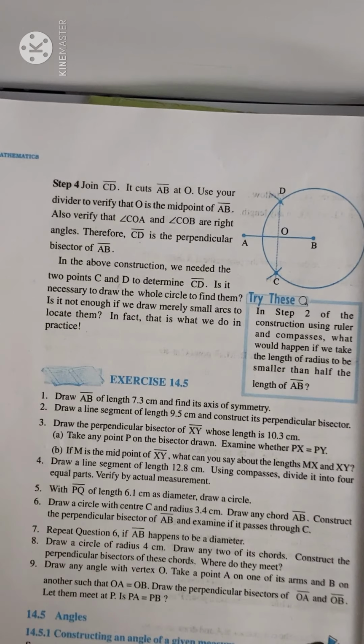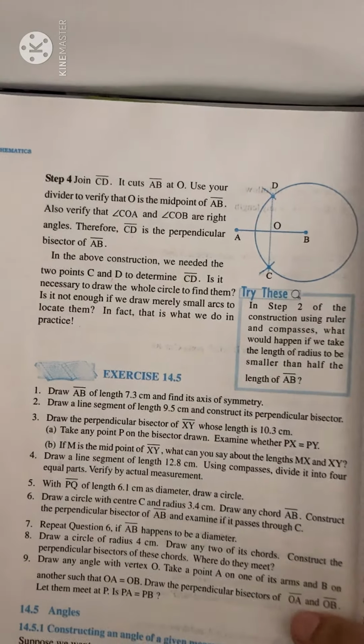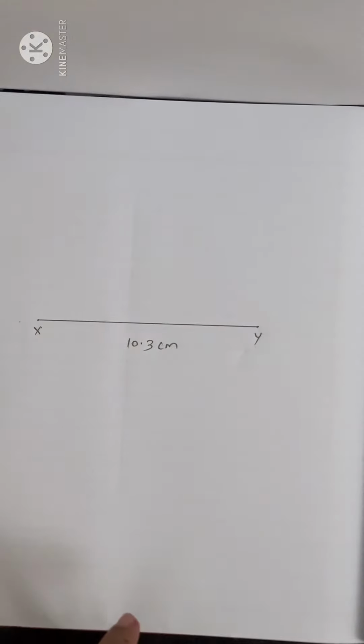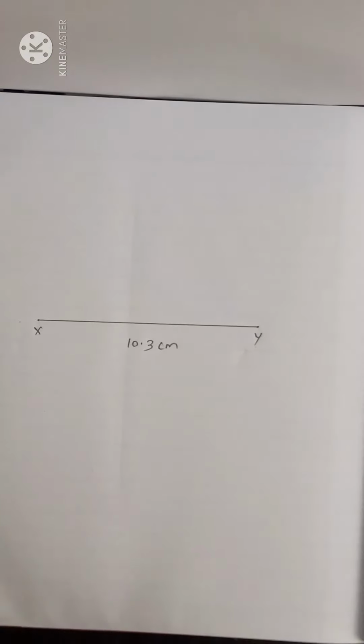Now we'll move on to question number 3. Draw the perpendicular bisector of XY whose length is 10.3 cm. Take any point P on the bisector drawn. Examine whether PX equals PY. One more question: if M is the midpoint of XY, what can you say about the length MX and XY? First you have to draw a line segment 10.3 cm like this, using the ruler.